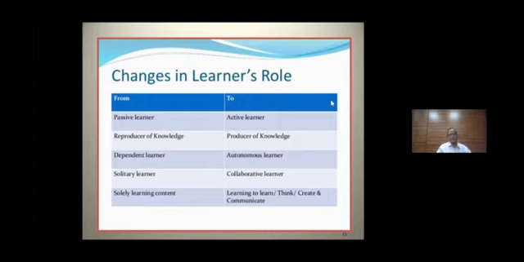Dependent learner to autonomous learner: the students depend on teachers to learn the subject. Now it is becoming autonomous. The solitary learner, individually students will try to learn. Collaborative learning is going to enhance their knowledge acquisition. Therefore, the learning content is going to be different for different students. Therefore, we need a different role played by the students.